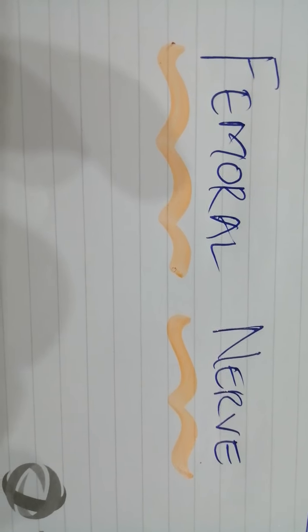Now I am going to discuss the femoral nerve. You should know how the femoral nerve originates, what its root value is, what its course is, what its distribution is, what its branches are, and what its relations are. The femoral nerve is basically the largest branch of the lumbar plexus.